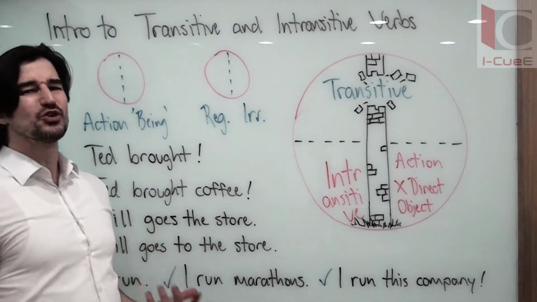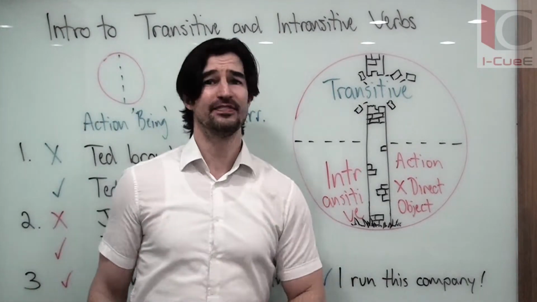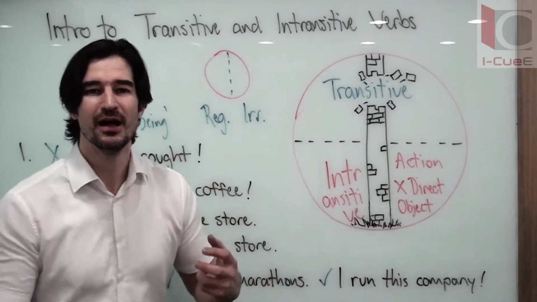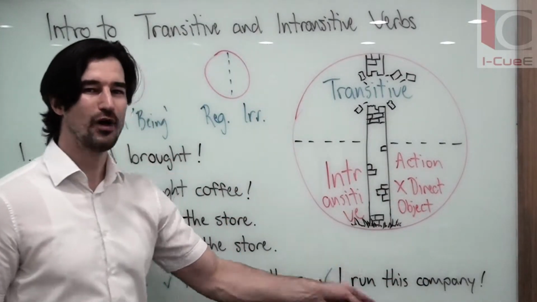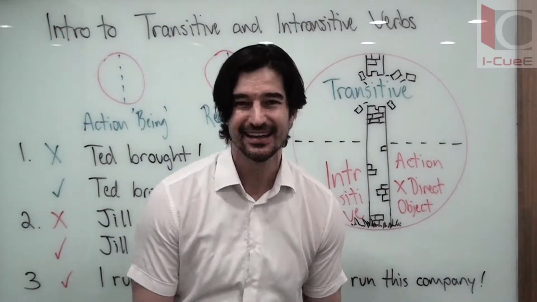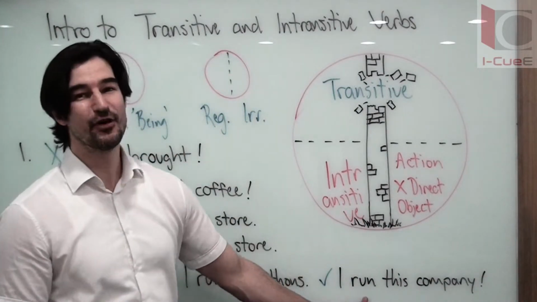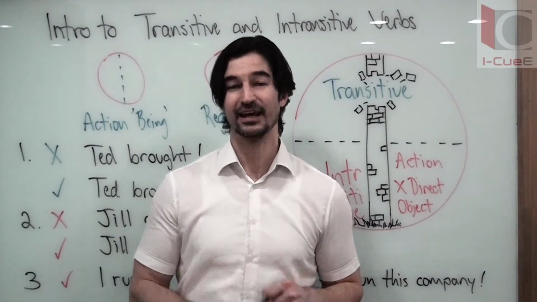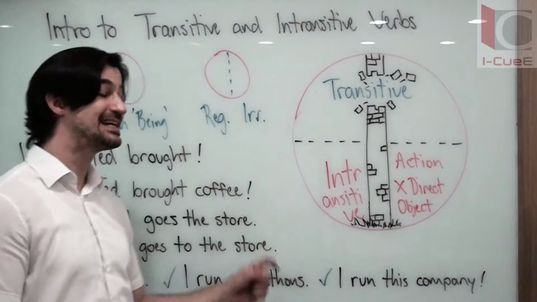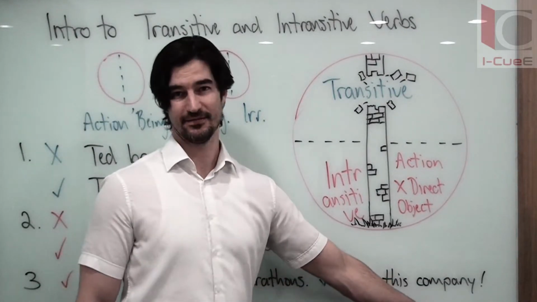But then I might also say, well, I run this company. And I mean, I'm not talking about this company, it's just an example. But here, run means something different. I'm not running around an office building. This idea of run means to control something. So here, the meaning of run actually changes because it is transitive.